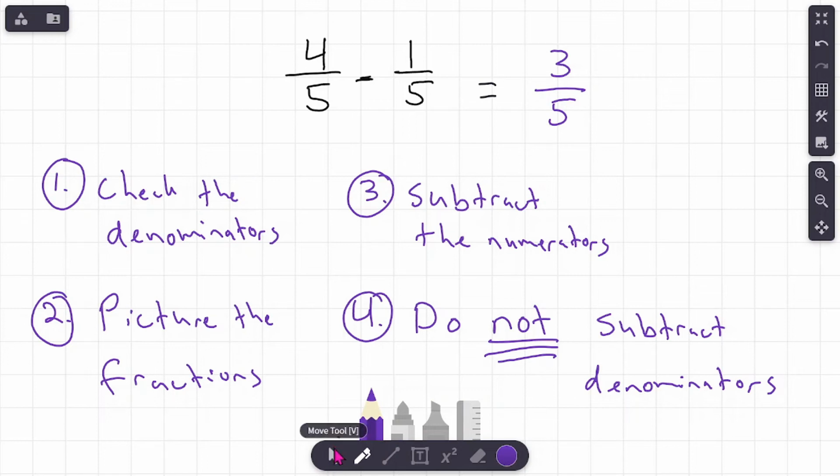What I did in my head was I saw a circle broken up into 5 equal-sized pieces. 4 of those pieces are colored in for 4/5, and then I took away 1/5. And in my head, I could see my circle having 3/5 still colored in. All right. Again, being able to see it in your head is really important.